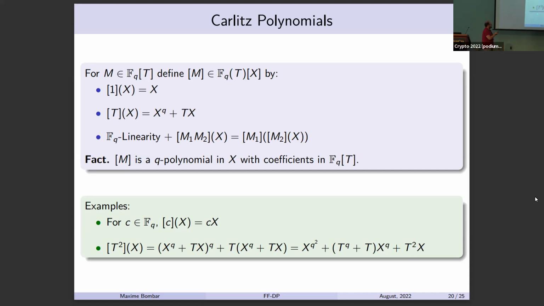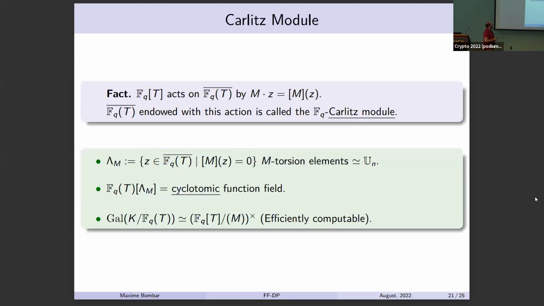So I give here two examples, and to prove that we can basically compute such Carlitz polynomials. And now the new structure we can add is the following. A polynomial M will act on this algebraic closure by just the composition, well, the evaluation of the bracket of M on this element. And this has a name. It's called the Carlitz module because it was discovered by Carlitz and his student Hayes in the 1970s.